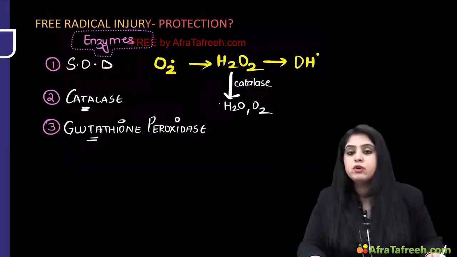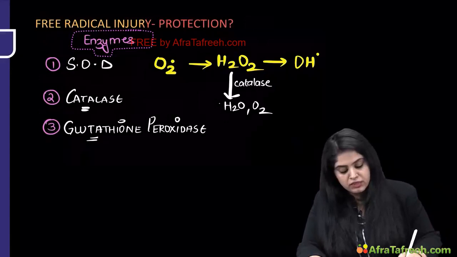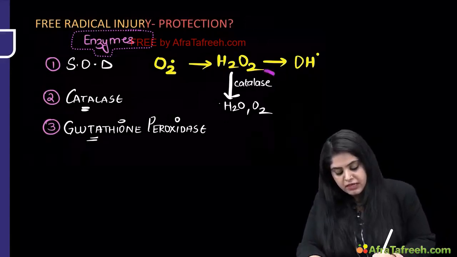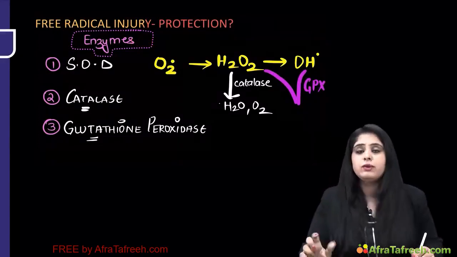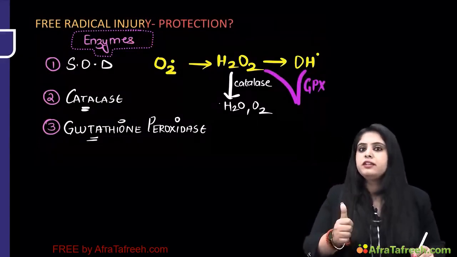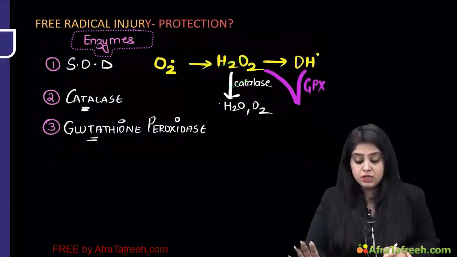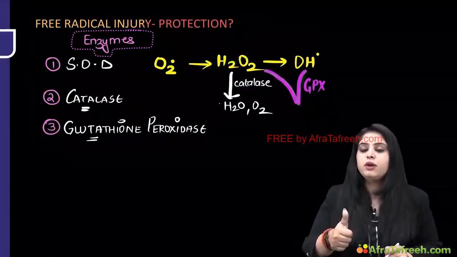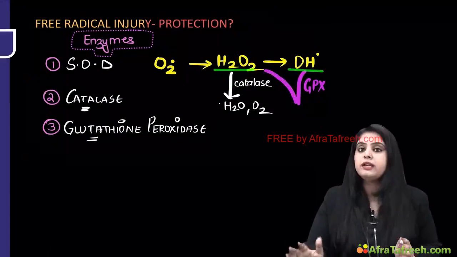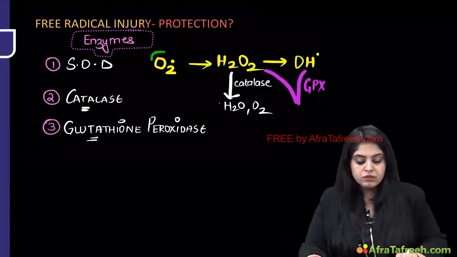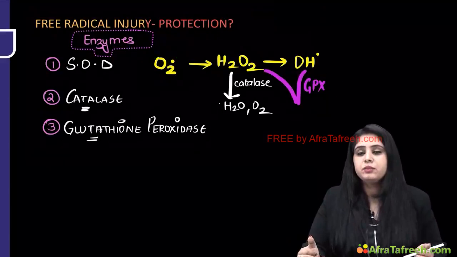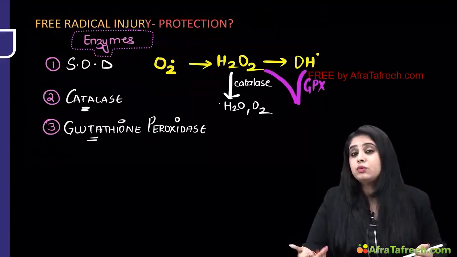Next, we have an enzyme called glutathione peroxidase. Glutathione peroxidase can break both H2O2 and hydroxyl. Glutathione peroxidase, very good boy. Both things. So catalase was a good boy because it was breaking H2O2. Glutathione peroxidase, very good boy because it can break both H2O2 and hydroxyl. But what about this superoxide? No one is breaking the superoxide. So then I say, what to do? What should I do? How should I break it?